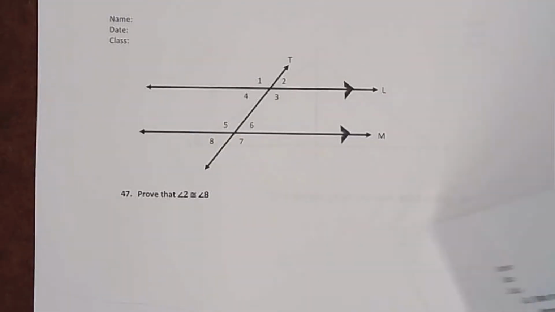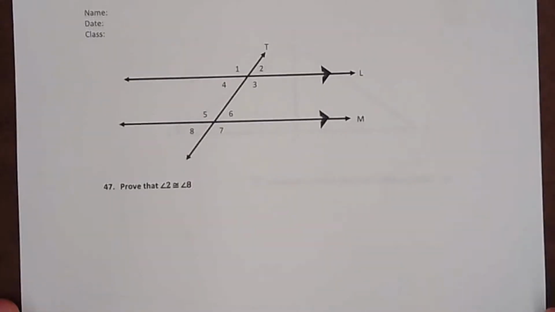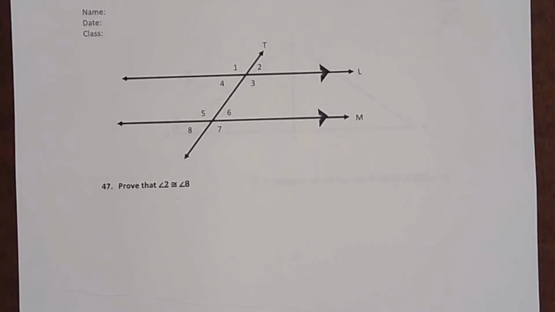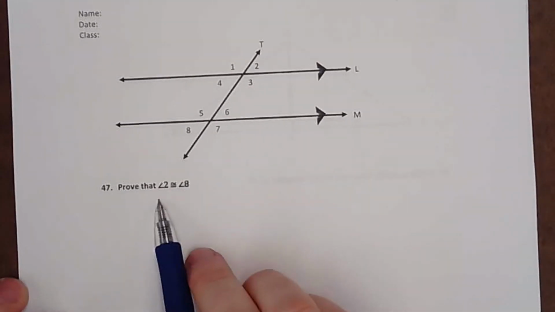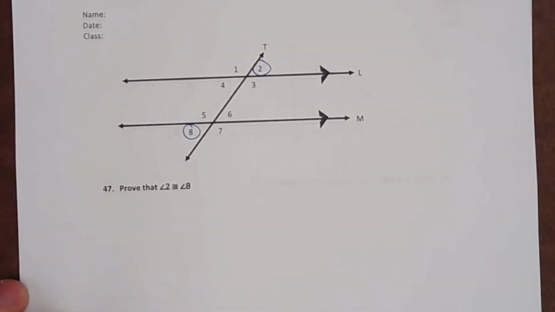I'm going to hit a couple of these real quick, like number 47 and 48. Let's talk about those. But in general, those proofs will be online. And they should be that simple, Kenny. All right, so prove that 2 and 8 are congruent. 2 is here, 8 is there.